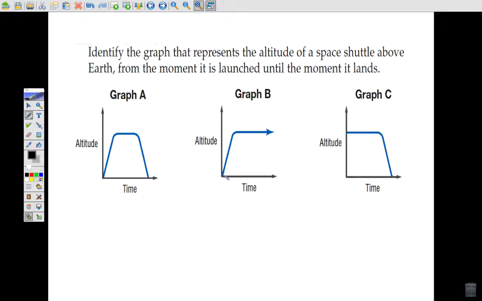This one looks like you blasted off and just stayed in orbit. This one, at time 0, you're not even on Earth. This one looks like you're already in space, in orbit, then you decide to come home. So it must be graph A, where it looks like you're starting on Earth. If the altitude is 0, if that's what we're going to call Earth, then you're going to increase your altitude to a point, you're going to be in orbit, and you're going to come back. So it would be graph A.